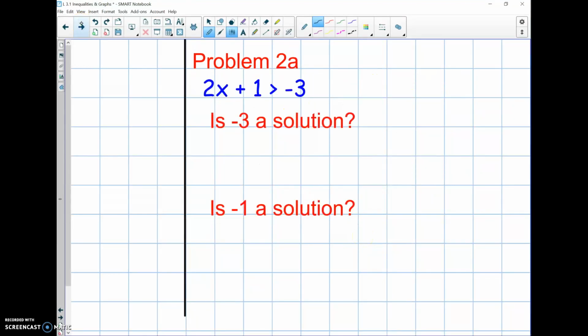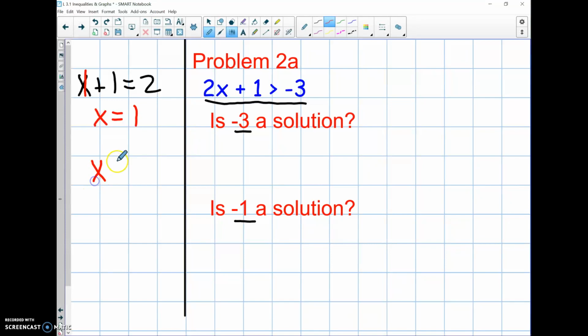The second type of problem will look like this. You'll be given an inequality and you'll be asked if a given number is a solution to that. Now you remember in equations, x plus 1 equals 2. An equation has one solution. There's one number that makes this equation true, and that number is 1, because 1 plus 1 is 2. In an inequality, there's a whole bunch of numbers that make it true. If I said x is greater than 2, how many numbers make this inequality true? That's an infinite number of numbers. 3 is greater than 2, 4 is greater than 2, 5 is greater than 2, and so on.